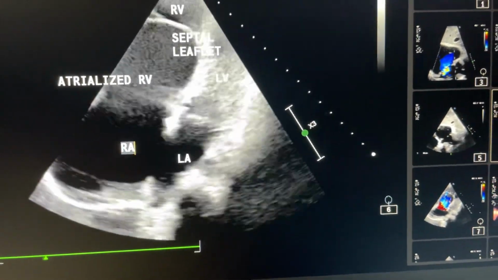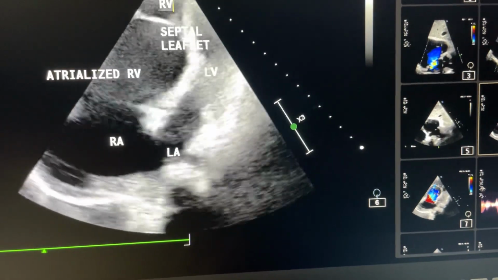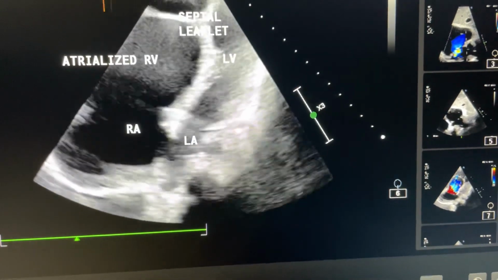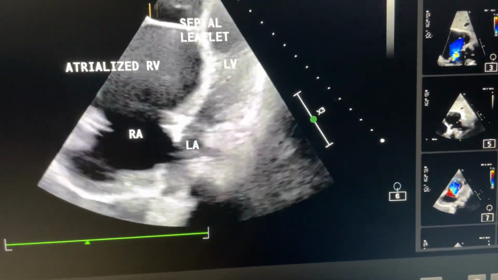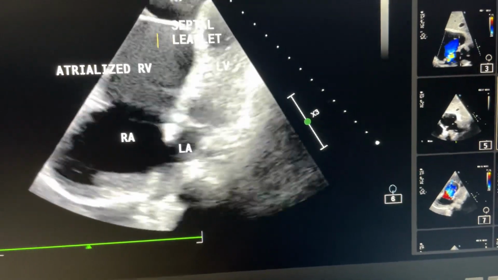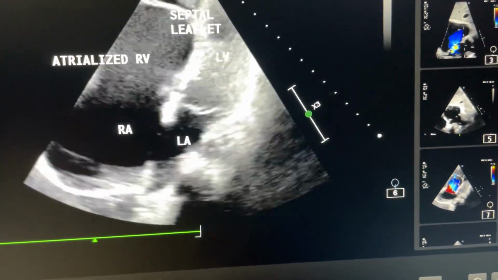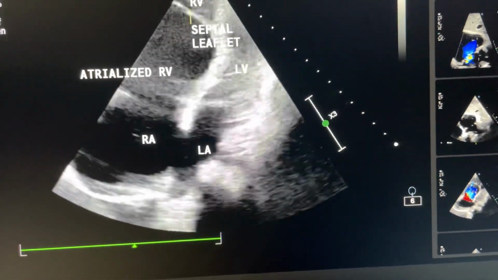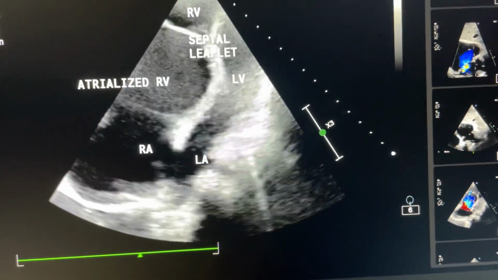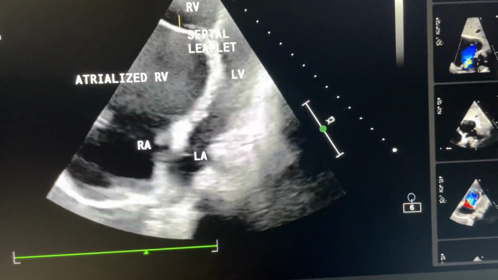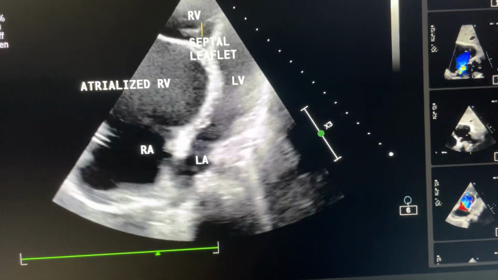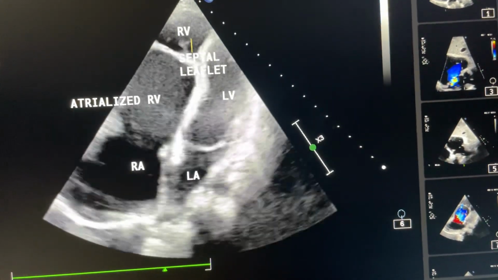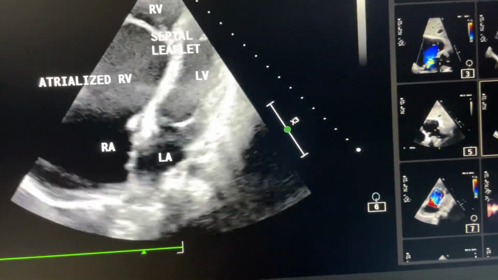This is right atrium, and this is true right ventricle. And this is septal leaflet of tricuspid valve. And on this side, if you see, that will be anterior leaflet of tricuspid valve. So the septal leaflet is shifted towards the apex. In case the septal leaflet is shifted towards apex by more than 7 millimeter per meter square, in that case, you can say it is Ebstein's anomaly.